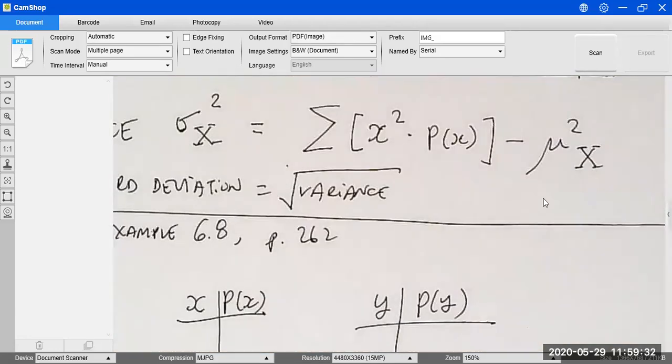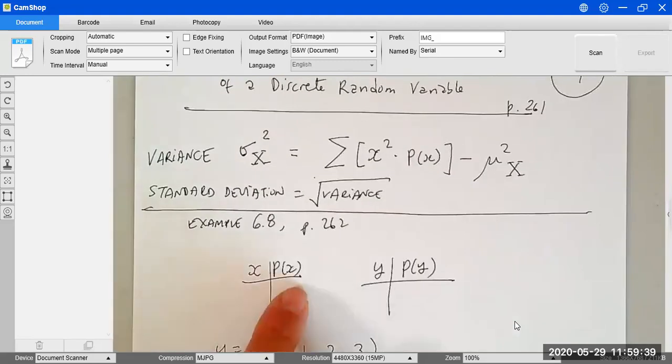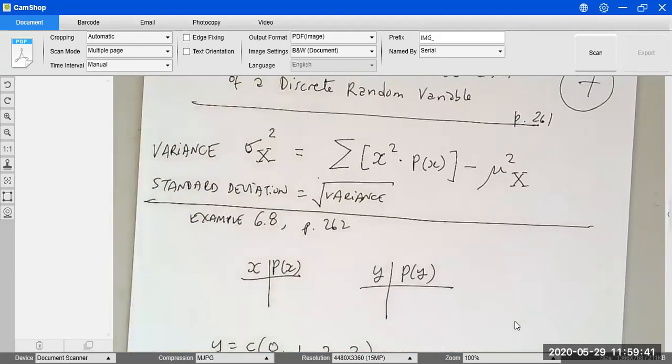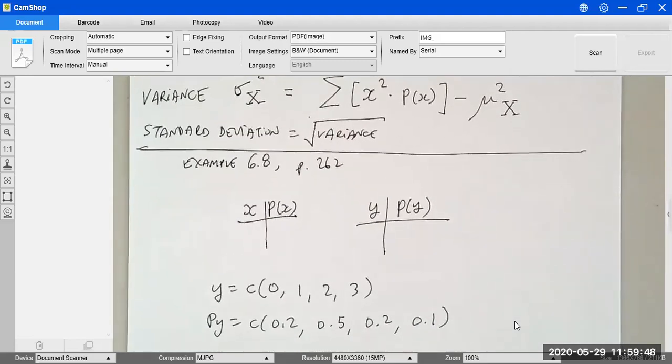What we're going to do now is use a different variable. You can have x and p of x, so you can have y and p of y. It's exactly the same thing, because I don't want you to confuse it with the previous problem that we just entered.